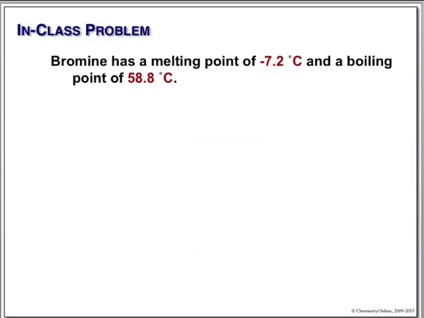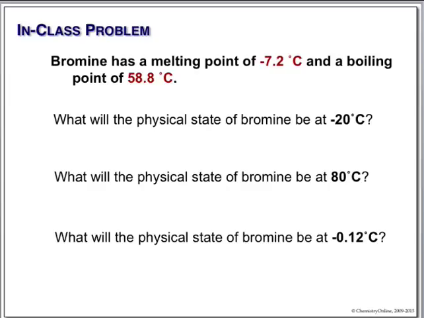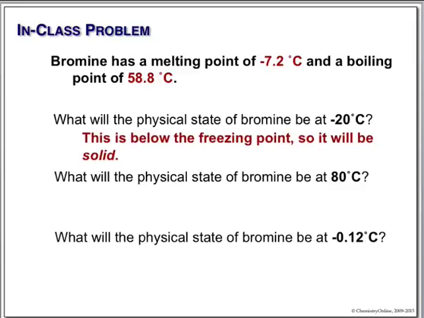All right, knowing that, if we're at minus 20, what's bromine doing? Well, the melting point is minus 7, isn't it? When you hit minus 7, it turns to a solid. If we're at minus 20, it's even colder than that, right? We are below the freezing point, and so it's a solid.